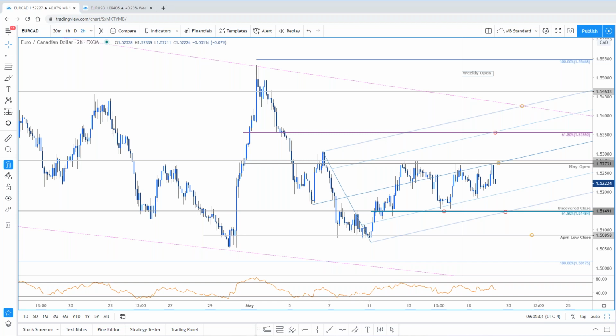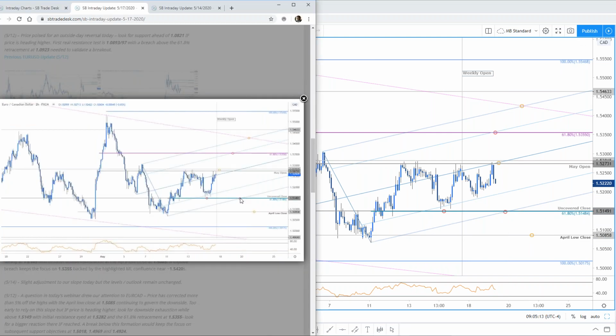The uncovered close, that's way back, a couple years back, but it's the basic 618 retracement of the advance off the monthly low at the same time as well, and that converges on slope. So I still like that for near-term support, key support, and near-term bullish invalidation.